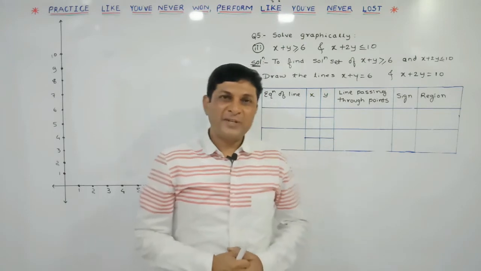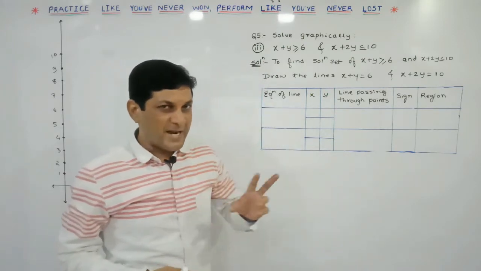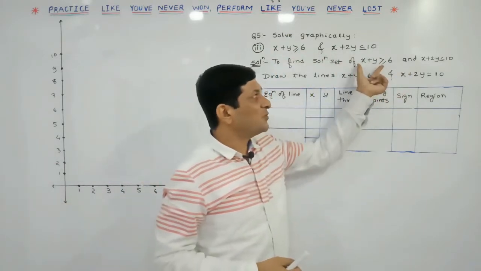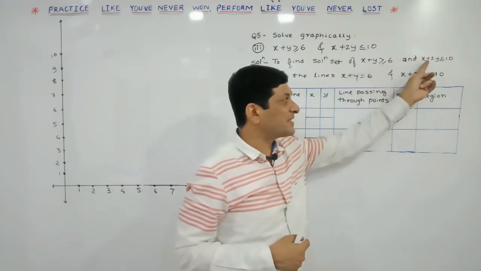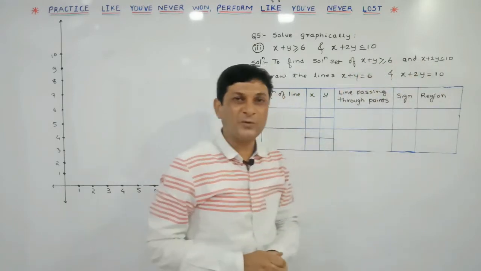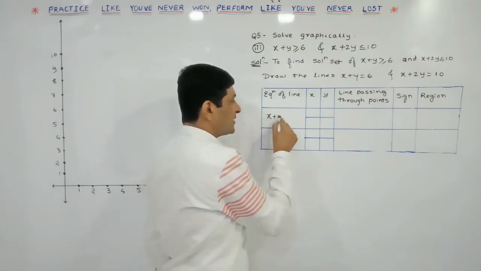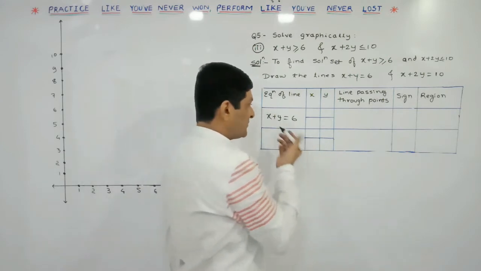Now see example number 3. Again we are applying the same method which we have applied in the last 2 examples. So first consider the given expressions. To find their solution set, first draw the line x plus y is equal to 6 and the second line x plus y is equal to 10. First we are trying to find the coordinates of 2 points on the line x plus y is equal to 6. The method is very well known to you.